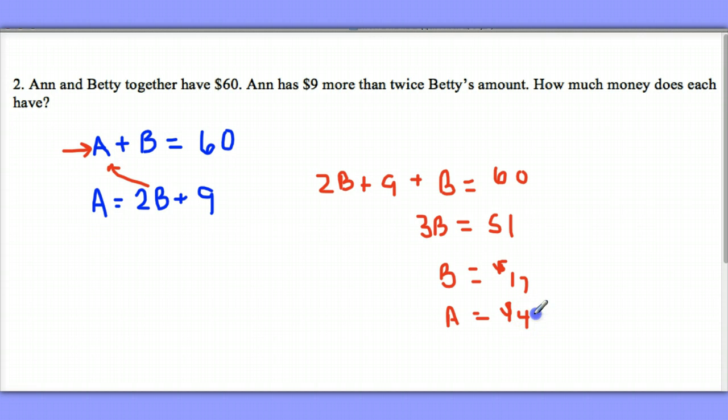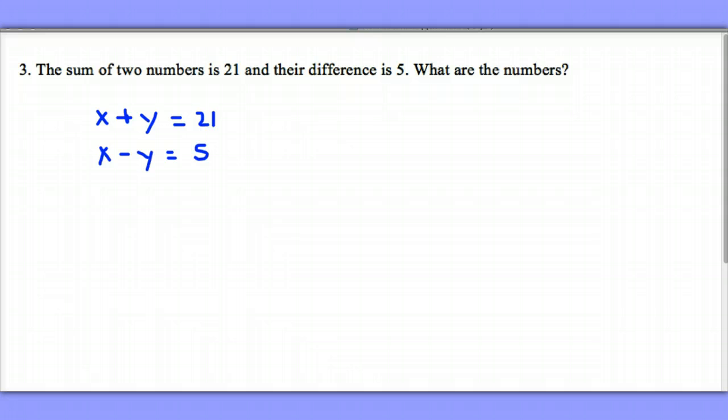Let's look at one last example. The sum of 2 numbers is 21 and their difference is 5. What are the numbers? These equations are pretty self-explanatory. Sum is 21, difference is 5. I'm going to combine the 2 equations, and when I do that, because we have y and negative y, those cancel. So I have 2x equals 26, and that would mean that if we divide both sides by 2, we'll get x equals 13.